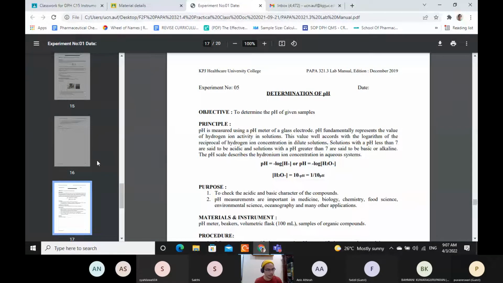Alright, so pagi ni kita akan habiskan kita punya eksperimen. Kita ada determination of pH, determination of friability, and also determination of absorption maxima and calibration curve using UV visible spectroscopy. The first two tu, pH and friability, kita sepatutnya buat semalam, tapi ada problem with my Microsoft team, so saya akan repeat lagi sekali lah pagi ni.